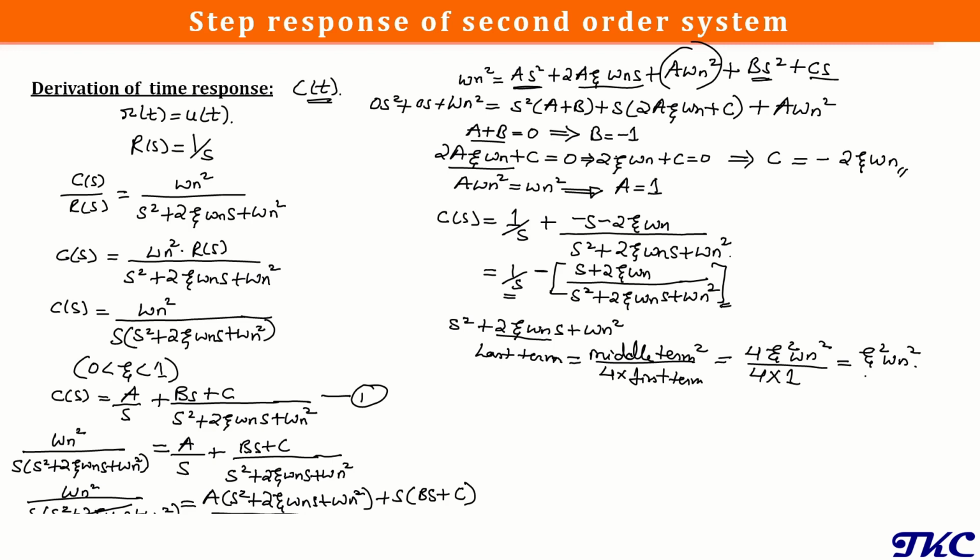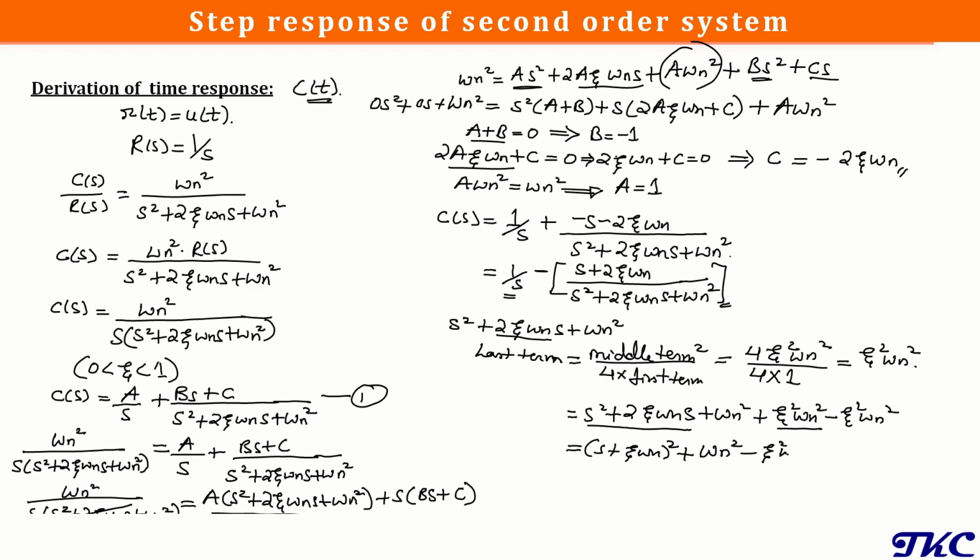So now let's add this value and subtract this value from this expression so that we can make it a whole square. So let's write it as S square plus 2 zeta omega n S plus omega n square plus zeta square omega n square minus zeta square omega n square. So what we can do, we can take this term and this term together in order to make a whole square. So we can write it as S plus zeta omega n the whole square plus this remaining term omega n square minus zeta square omega n square.